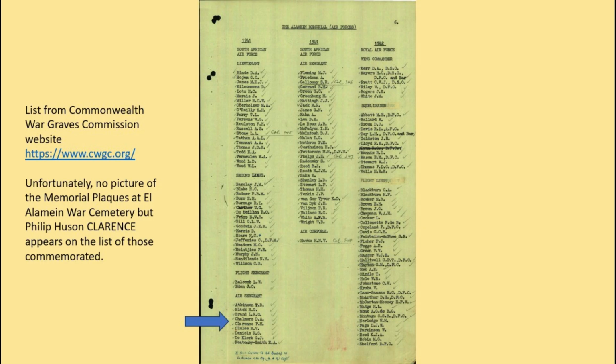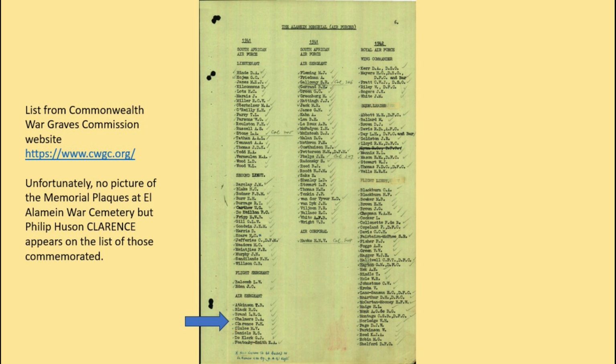The other site on which you can find War Dead, of course, is the Commonwealth War Graves Commission. Unfortunately, because the body of Sergeant Clarence was never found, his name only appears on a memorial plaque at the El Alamein War Cemetery, and it can be seen where the blue arrow is pointing on this slide.